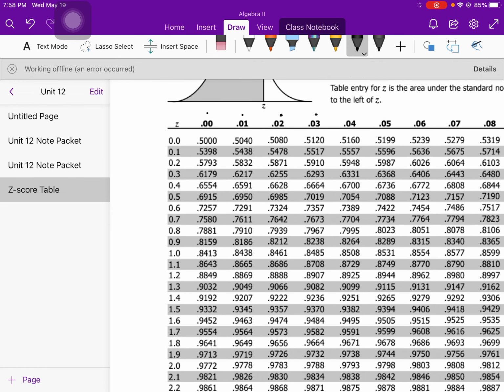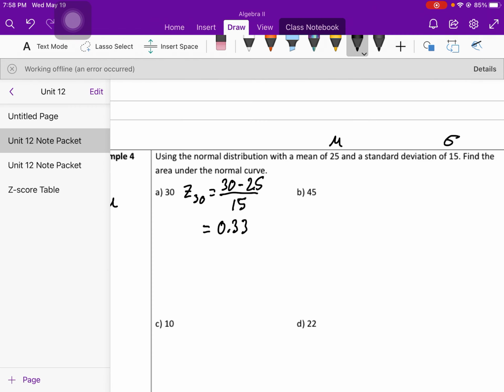Get rid of some of this here. So here's 0.3, and then here's positive 0.03, so we are looking at 0.6293. So the area of 30 is 0.6293, which is 62.93%.